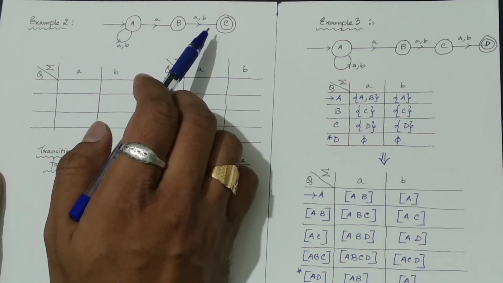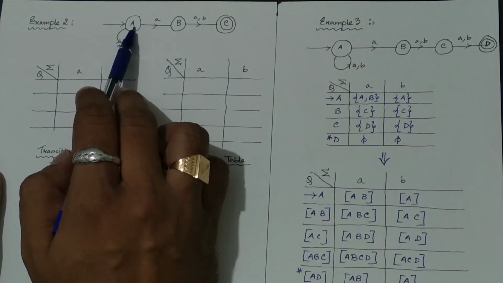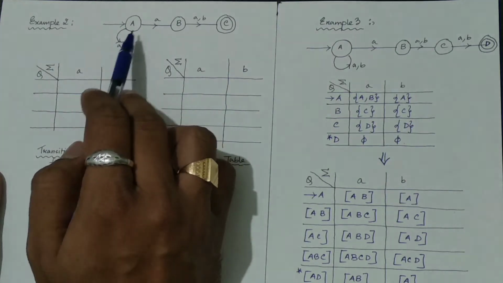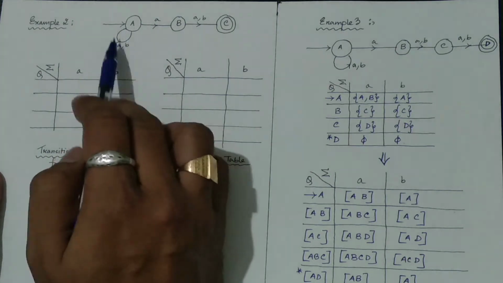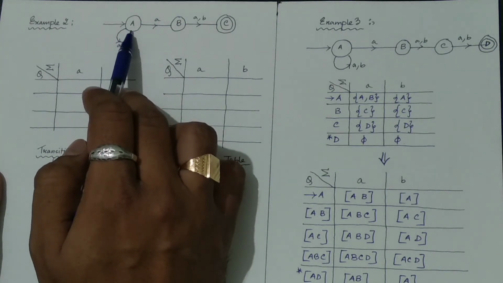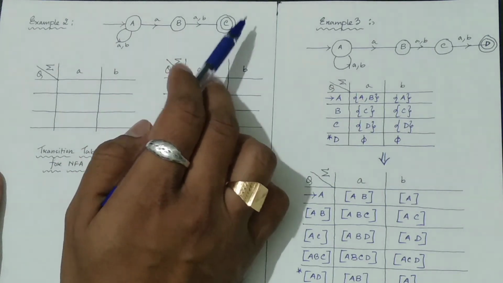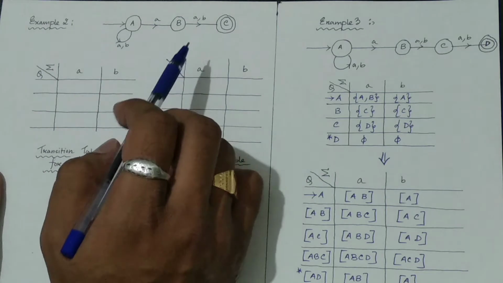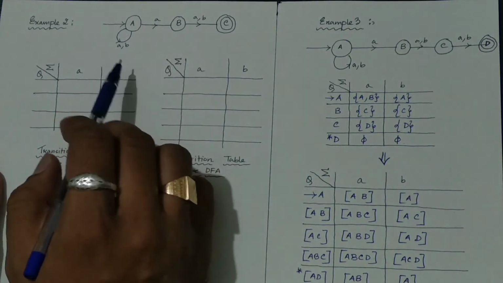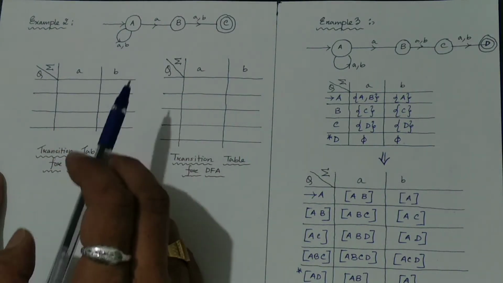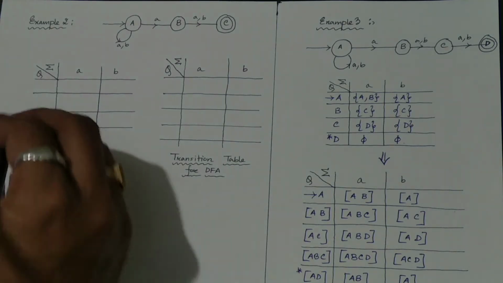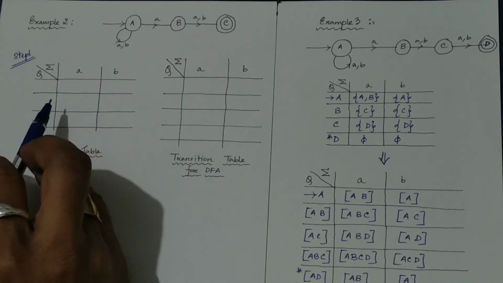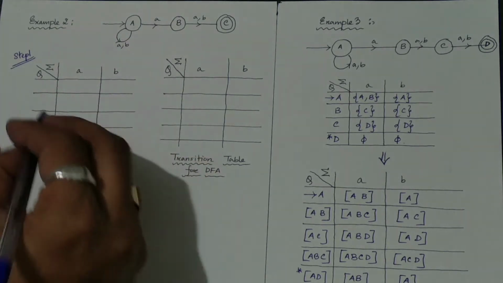How did you come to know that this is an NFA? See, for state A, we have multiple outputs for the input A. A is going to B, and A also has a self loop over here. And similarly, C is not having any transition. So you can directly find out that this is an NFA. Now I have to convert this NFA to a DFA. So step number 1 is to write down the transition table for the NFA. Clear? In step number 1, what is the initial state? A.